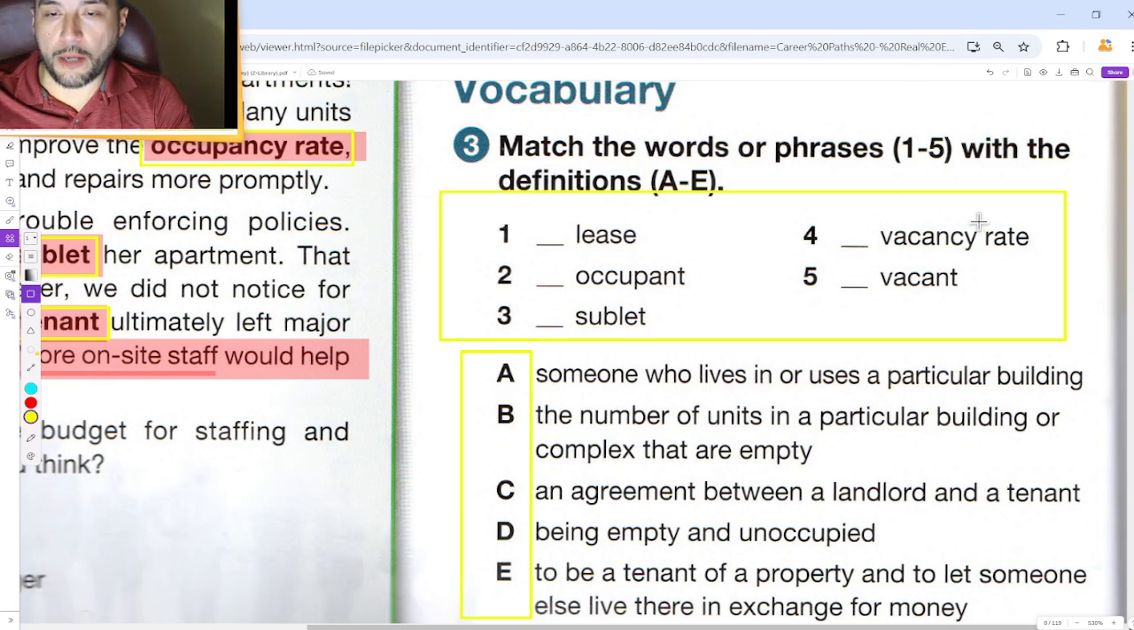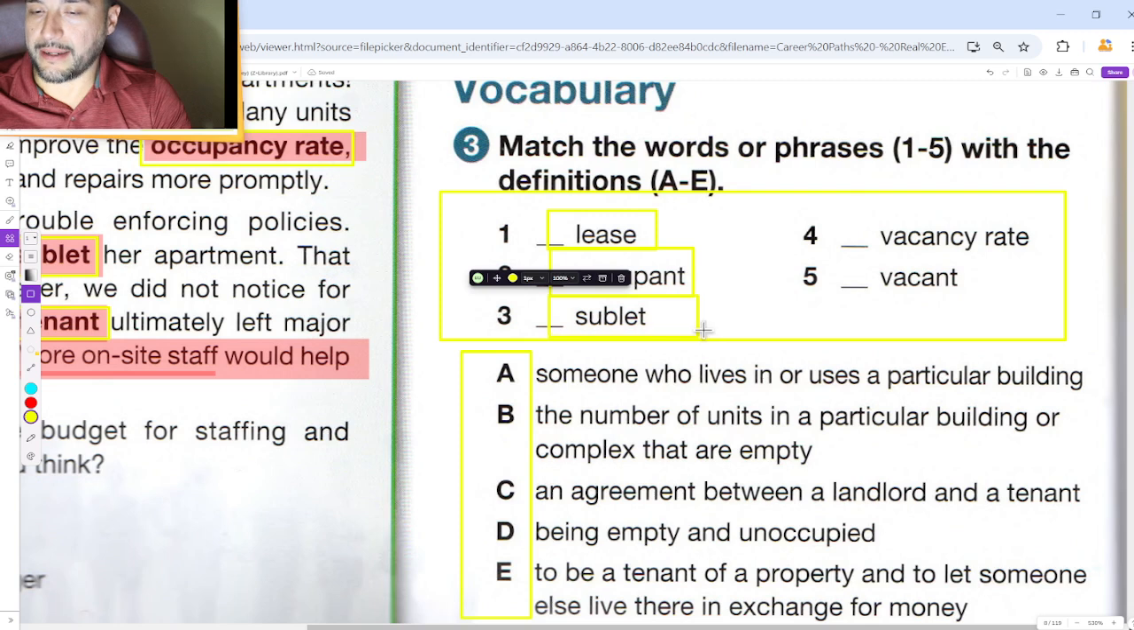Let's do a couple of vocabulary exercises. We have 2 vocabulary exercises in today's class. Number 1, lease. Number 2, occupant. 3, sublet. 4, vacancy rate. 5, vacant.